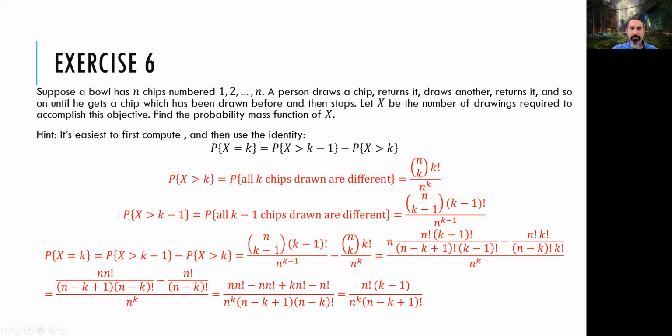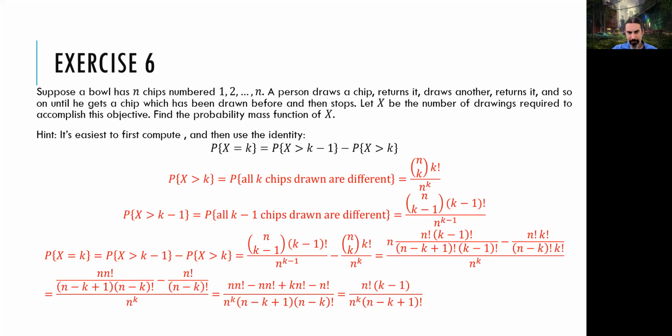Now, this one is trickier, I guess. Now, there are n chips in a bowl, numbered from 1 to n. You draw a chip, you take a look at it, and then you throw it back and draw another chip. When you're drawing that another chip, if that chip is the same as one of the chips you have drawn so far, you end the question, then it's done. You cannot keep going. But if it's different, you put it back and draw another one, and you keep going like this, on and on and on.